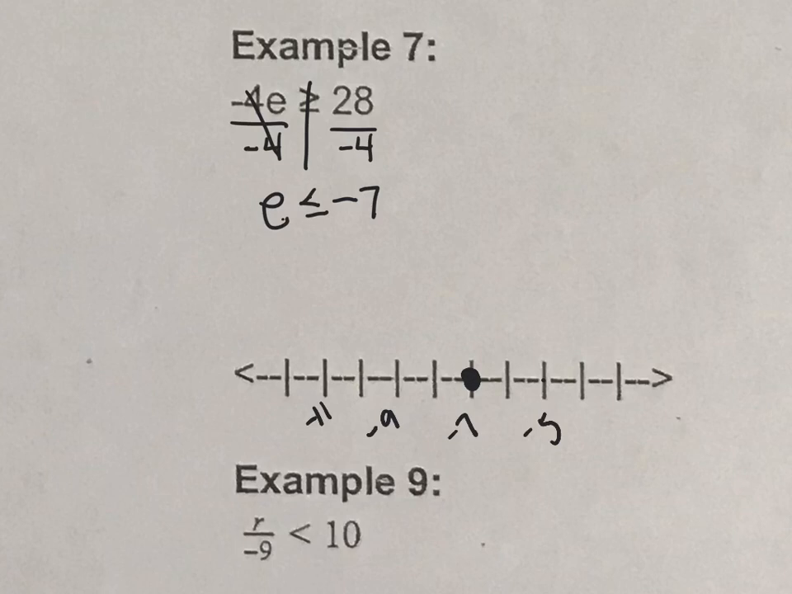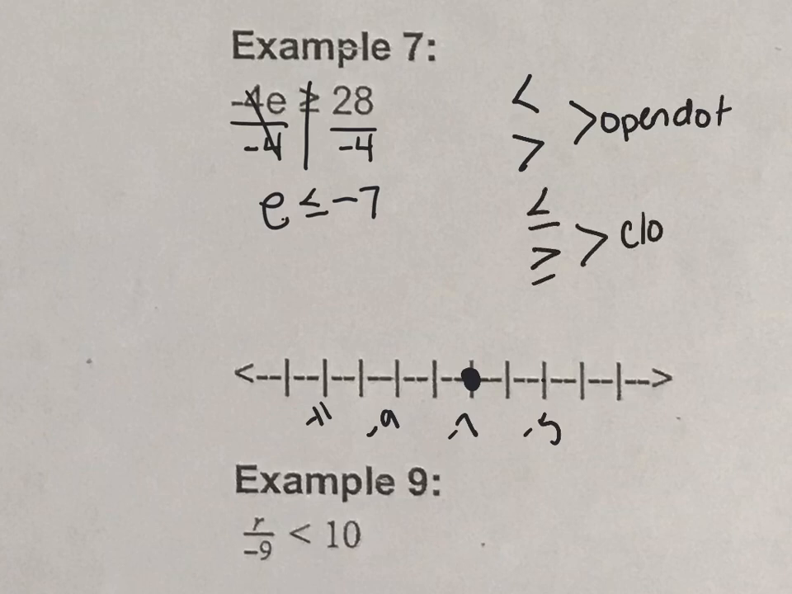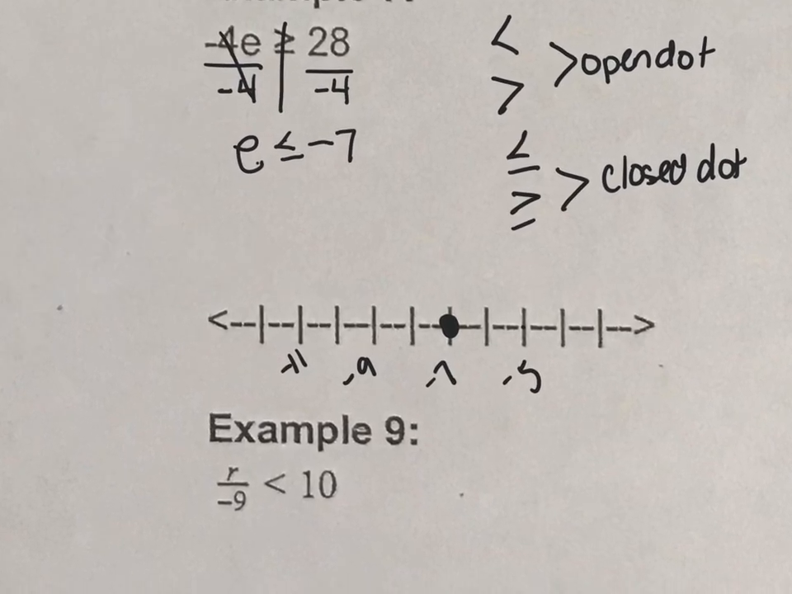Wait, I don't get that. Alright, so if it has a line under it, it's a closed dot. If it's this way or this way, without the line, we're an open dot. If it has the line, we're a closed dot. Okay? So we're going to be a closed dot.